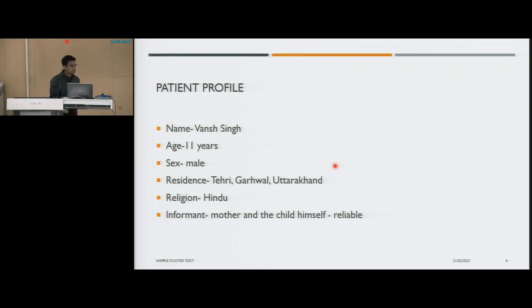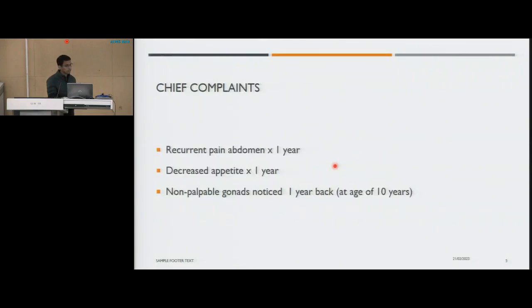It's an 11-year-old male child, resident of Tehri Garhwal, Uttarakhand, Hindu by religion. The informant is the mother and the child himself, which is reliable. The chief complaints were recurrent pain abdomen since 1 year, decreased appetite since 1 year, and non-palpable gonads noticed 1 year back at the age of 10 years.